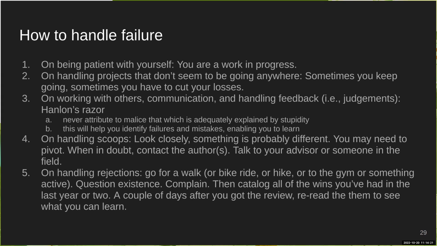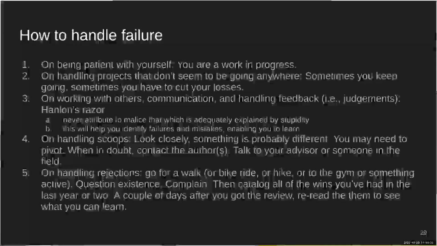Then give it a couple of days and then go back and actually read the review with some humility, thinking, what can I learn from this review? How can I improve my writing? How can I make this paper stronger?